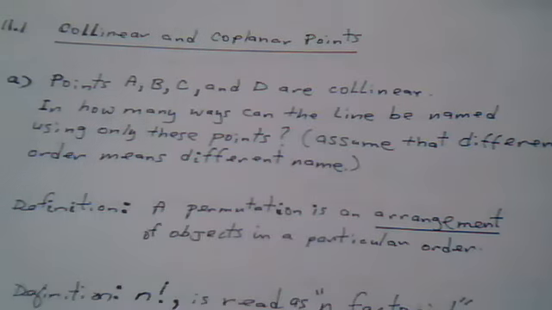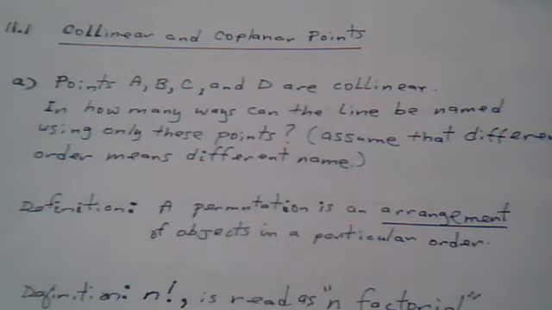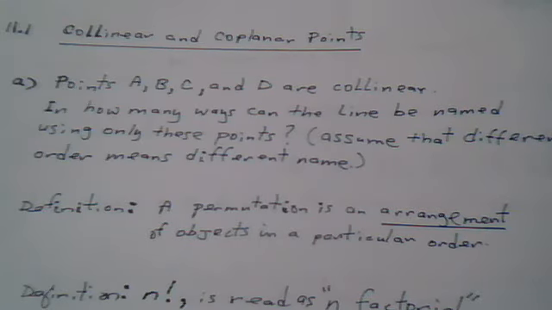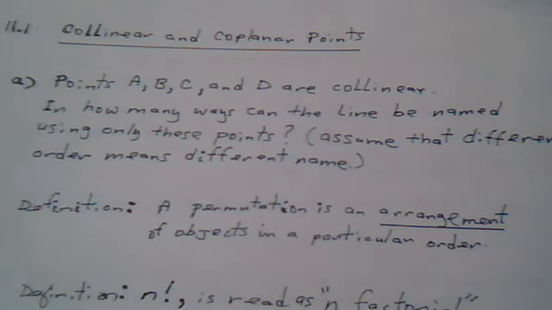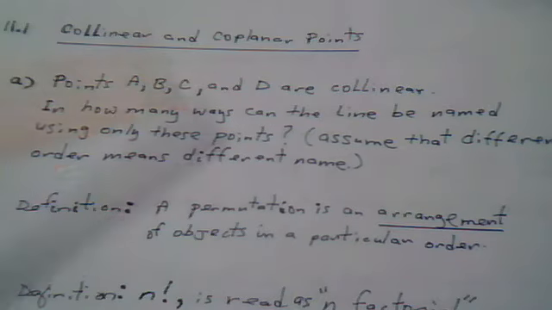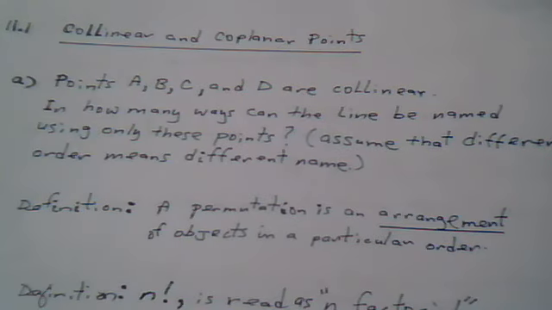Remember, a line is named with 2 points on the line. So pick any 2 points on the line, and that's what you need to name the line. Assume that different order means different name.